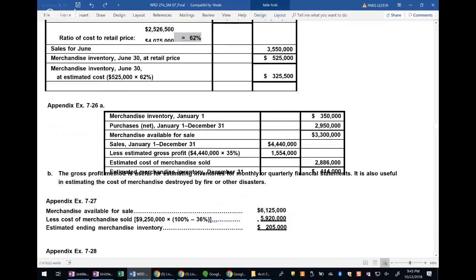Well, I'm not going to be able to see it here. Yeah, here it is. Okay, beginning inventory plus purchases gives you merchandise available for sale. You can take away ending inventory to get cost of goods sold, or you can take away cost of goods sold and get ending inventory. But here we're going to take away the gross profit from our sales to get our cost of goods sold. And if we take away cost of goods sold, we'll get ending inventory of 414. So two more methods, retail, gross profit.